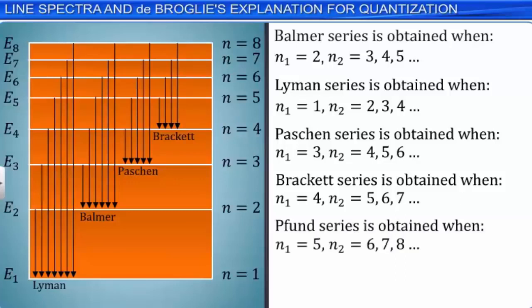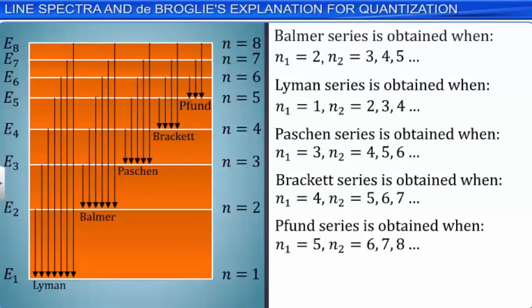the Pfund series. In this diagram, it is clearly seen how different atomic series are produced when electrons jump from a state of higher energy to a lower one. These lines are called emission lines.